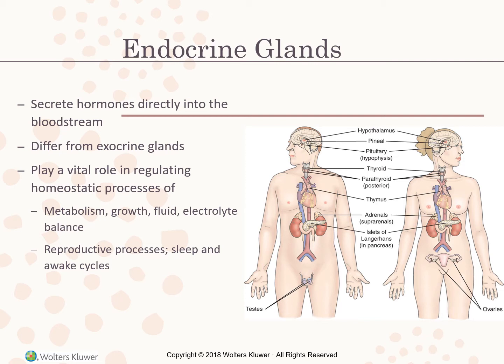The hormones will then circulate in the blood until they reach receptors in target cells or other glands, and they usually play a vital role in regulating homeostatic processes such as metabolism, growth, fluid and electrolyte balance, reproductive processes, and sleep and wake cycles. So as you can see in the picture on the right, you will be able to see where anatomically these glands are and what generally they look like.